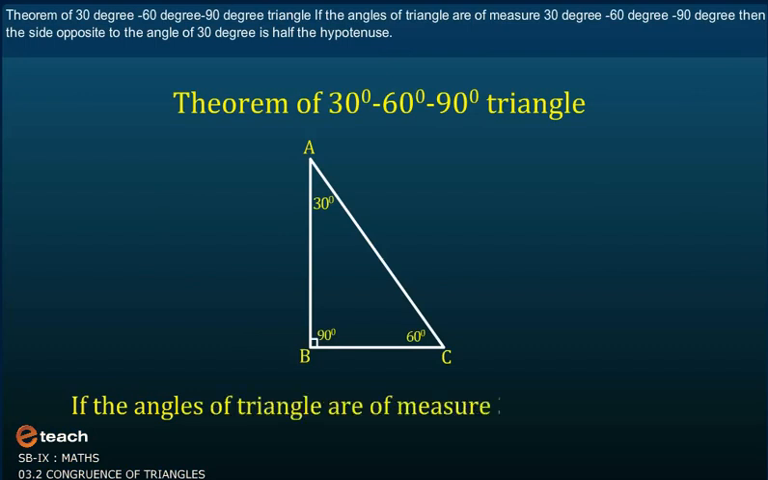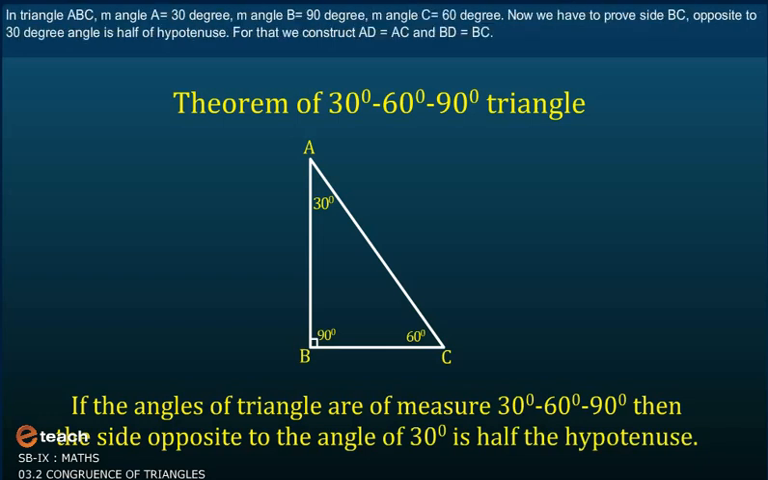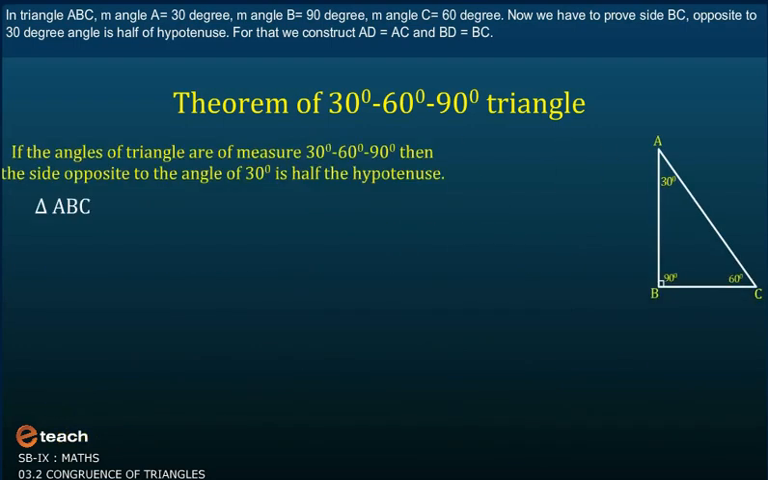Theorem of 30, 60, 90 degree triangle. If the angles of a triangle are of measure 30, 60, 90 degree, then the side opposite to the angle of 30 degree is half the hypotenuse. In triangle ABC, measure of angle A is equal to 30 degree, measure of angle B is equal to 90 degree and measure of angle C is equal to 60 degree. Now we have to prove side BC opposite to 30 degree angle is half of hypotenuse.